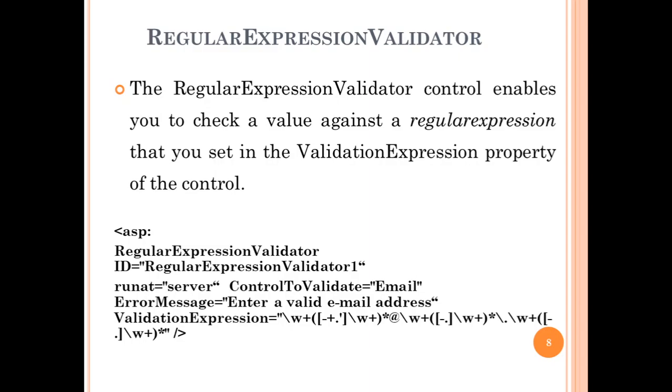Next one is the regular expression validator. This regular expression validator is used to check whether the control is in the proper format or not. When you use an email address or mobile number, it is used to check whether it is in the proper format or not. So that is called the regular expression validator. Here you have to fix three important properties: control to validate, error message, and validation expression.